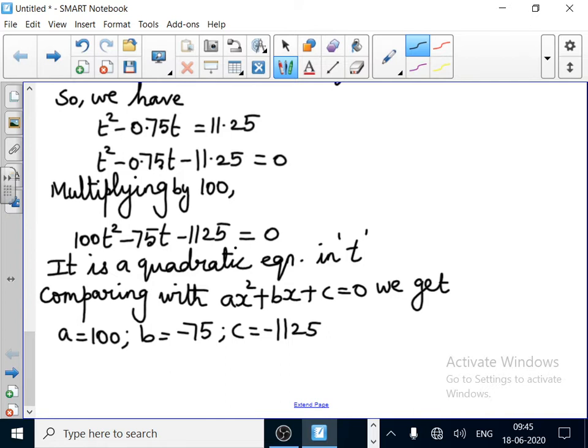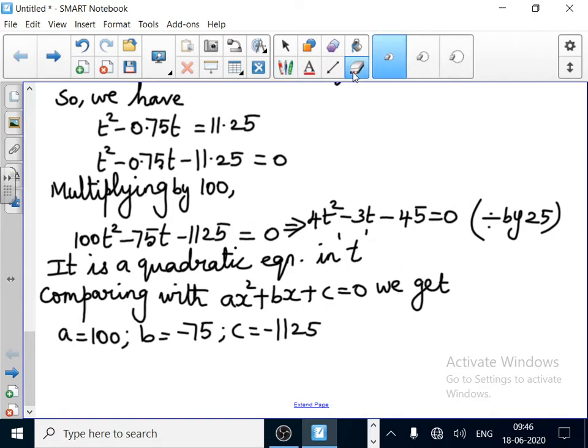So the equation becomes 4t² minus 3t minus 45 equal to 0. The reason is we divided by 25; the numbers are very big, so we can divide it by 25. Comparing with the standard form, a equal to 4, b equal to minus 3, c equal to minus 45.